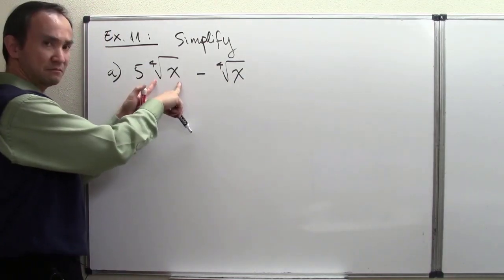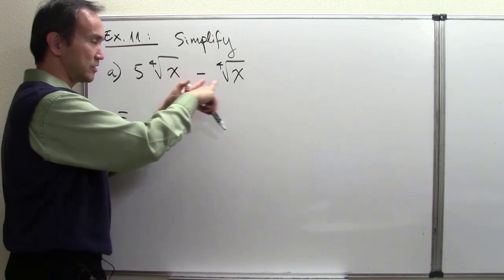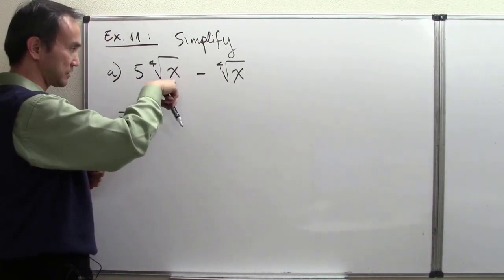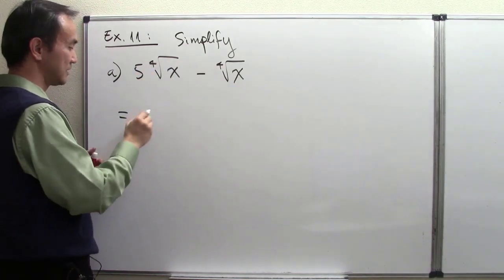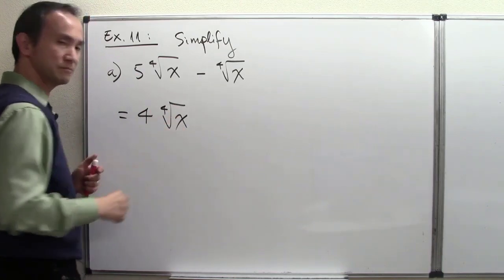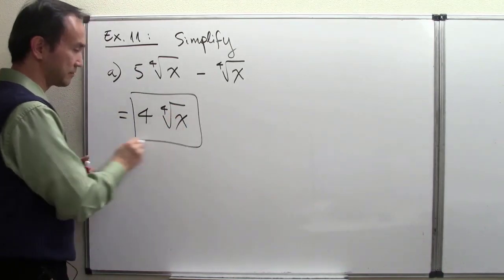5 times of that term minus 1 time of that term right there. And these two are really like terms, the same variable x, the fourth root. So now that's yielding 4 times the fourth root of x. That is our answer right here.